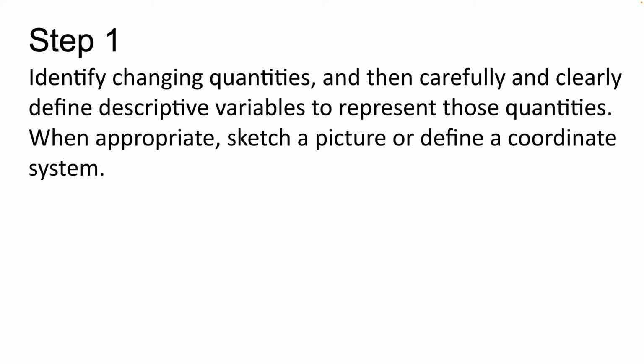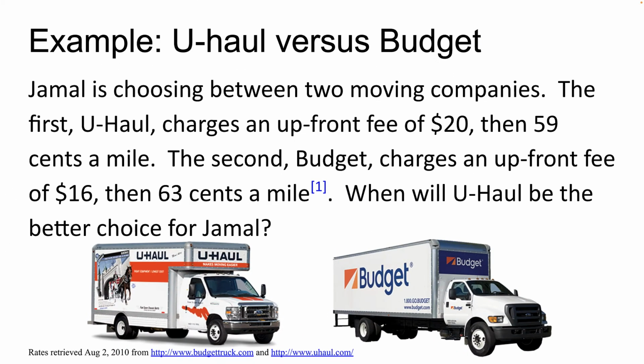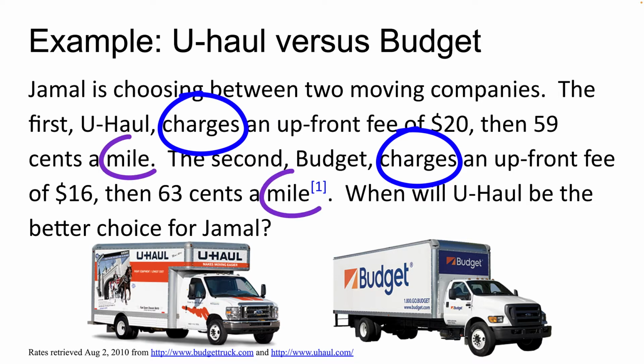Let's take a look at the first step in the strategy. We need to identify changing quantities, then carefully and clearly define descriptive variables to represent those quantities. When appropriate, sketch a picture or define a coordinate system. Let's go back to the original word problem. We can see that each company has a specific cost. So cost is going to be one of our variables, and the other one is going to be the distance or the miles traveled.